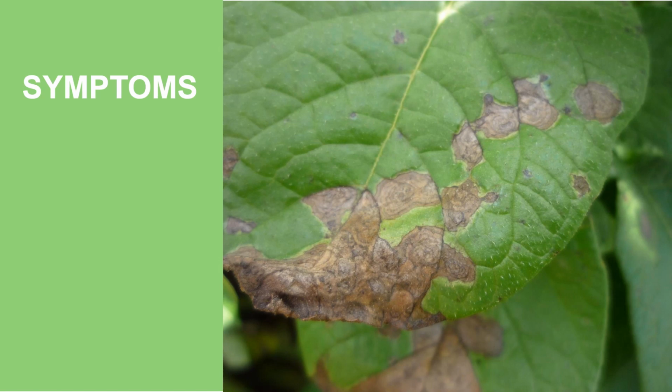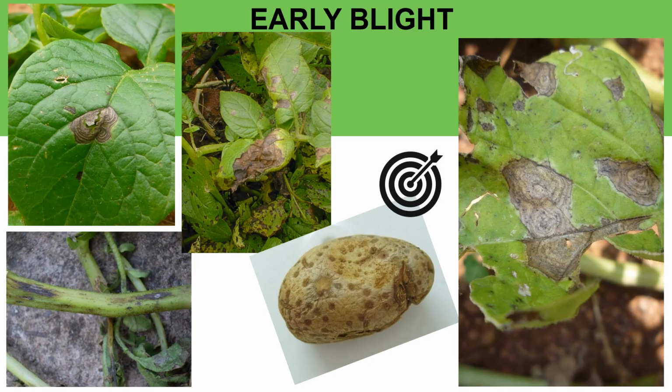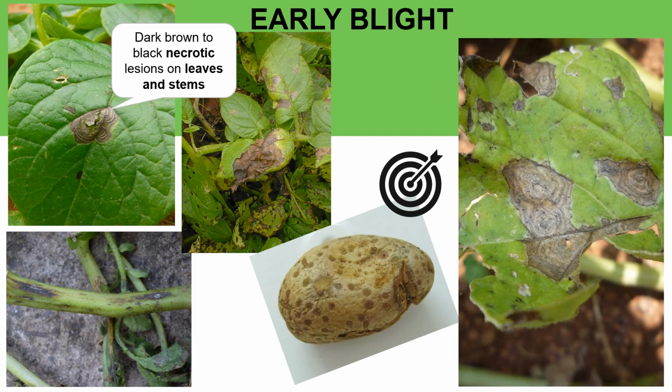Looking at the symptoms of the two diseases, it is actually quite easy to tell them apart, especially when the symptoms are larger. Starting with early blight, it has the concentric rings, which is a very characteristic symptom of this disease. We see dark brown to black necrotic lesions on stems and on leaves. Normally the stem lesions develop a bit later on.